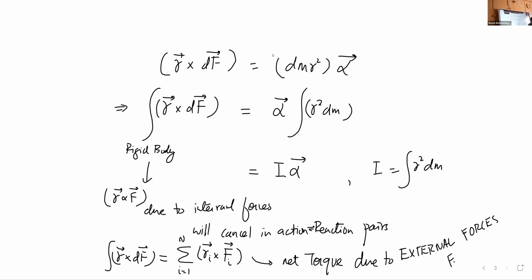F1, F2. If there are n number of external forces acting, only those external forces are going to contribute to this whole integration. We'll make a visual picture of this also, and it will be easier to understand how exactly the torques are cancelling because of internal forces.